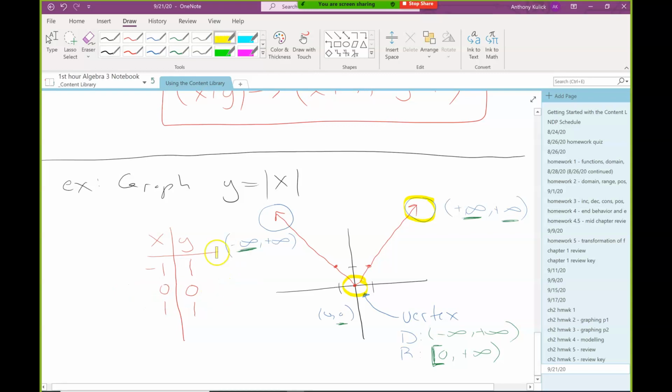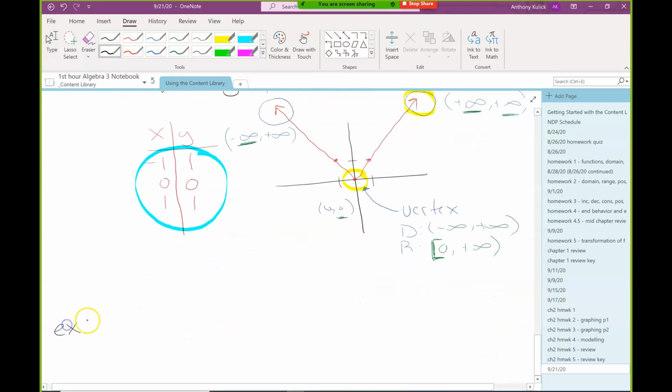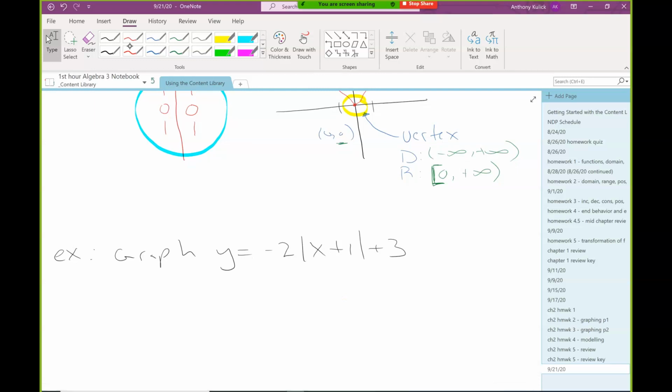So here, the big takeaway is going to be, these are the 3 points that we're going to transform every time we graph an absolute value function. Okay, so let's graph one of these now.